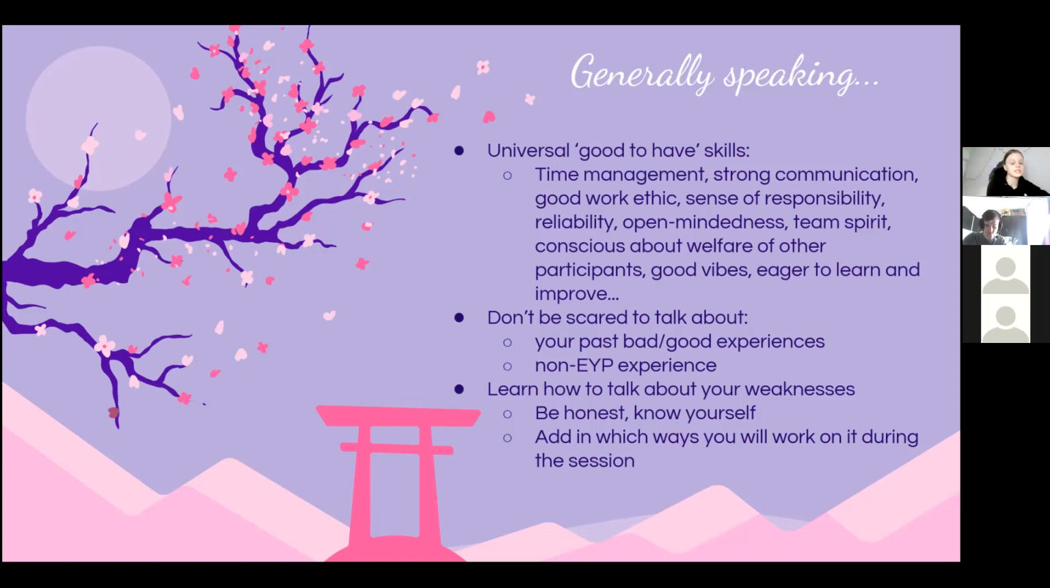Also, learn how to talk about your weaknesses. I mentioned this earlier, but again, be honest with your weaknesses and know yourself, but also talk about how you want to work on making those weaknesses go away, or how you want to work on getting better in those areas, and how your team basically can support you in this development is also good to mention. Also, again, add in which ways you will be working on during the session. Don't just mention that, oh, I'm bad at time management, and leave it as that. Maybe just mention that you're bad at it and you want to get better at it by doing this and this, and so on.